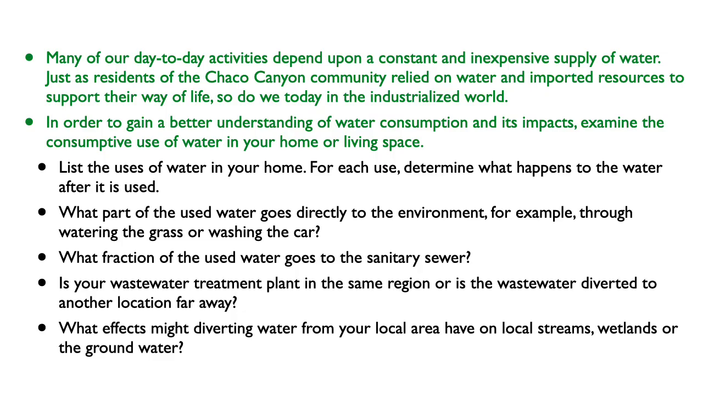Take a few minutes after this presentation to list all the ways that you use water in your home. For each thing you list, try and determine what happens to the water after it's used. What part of the used water goes directly back to the environment, and what part of the water goes elsewhere? Also, is there a wastewater treatment plant in the same region that you live, or is it located farther away? And if so, into what waterway or river does it flow? These will make up constraints in the area of the civilization that we inhabit.